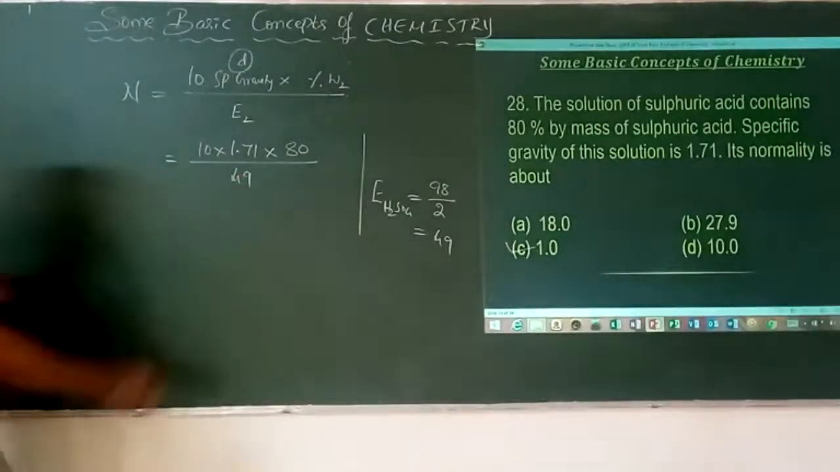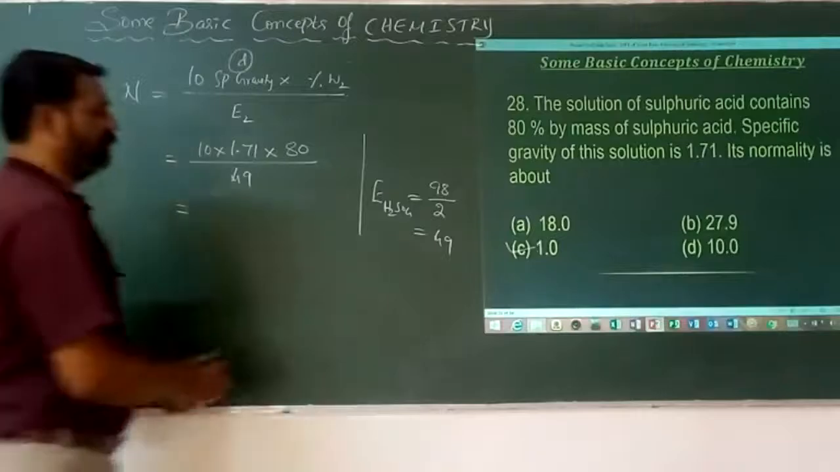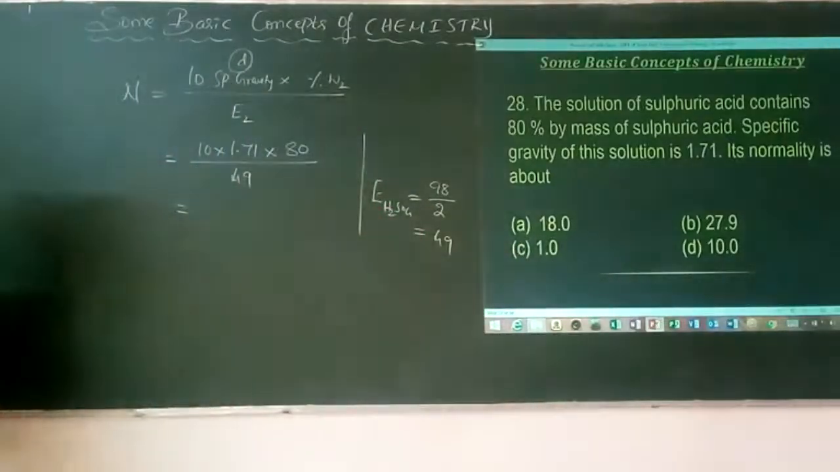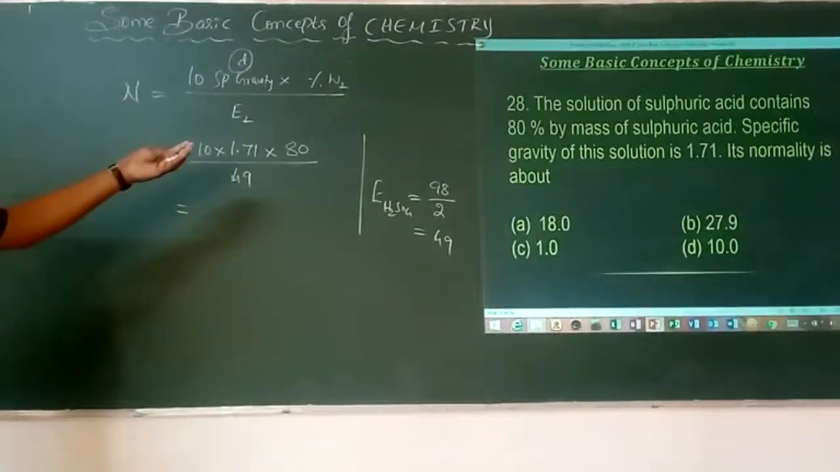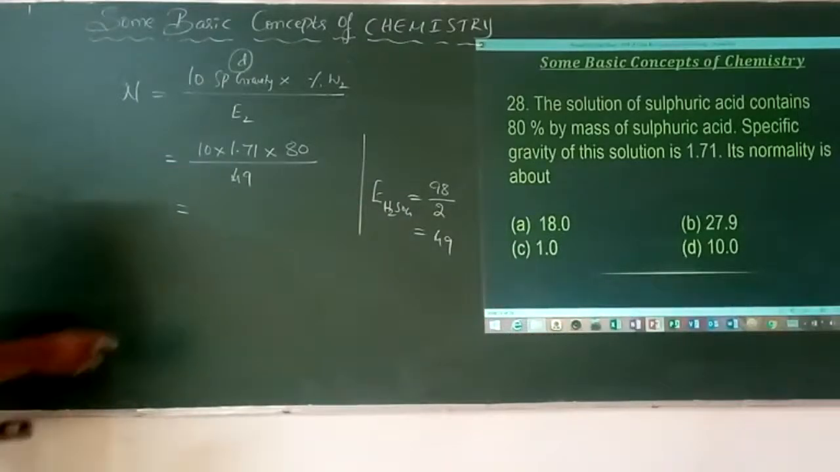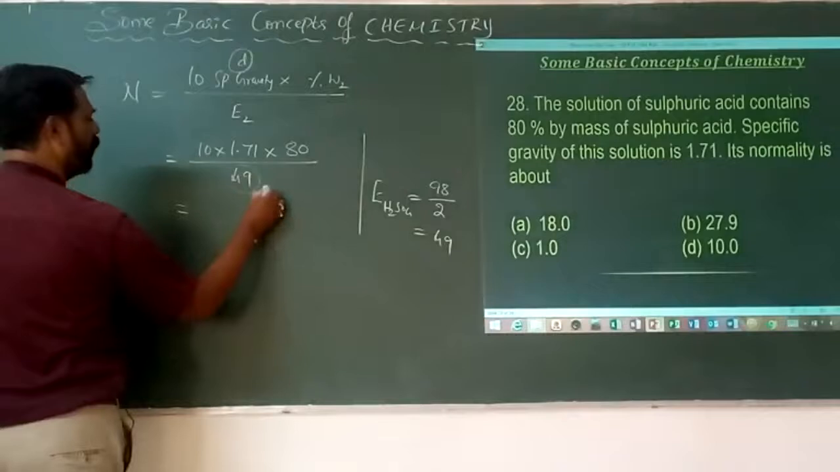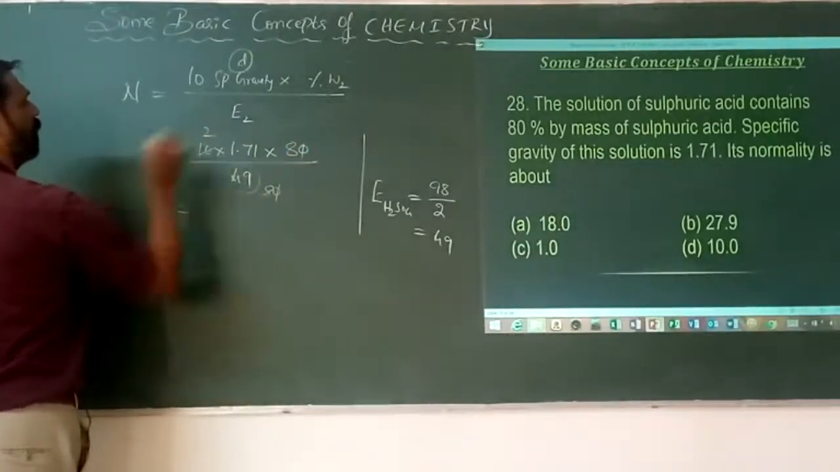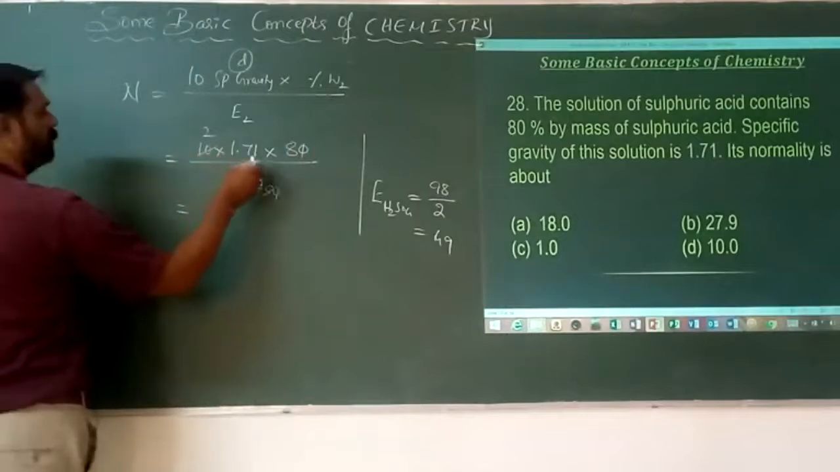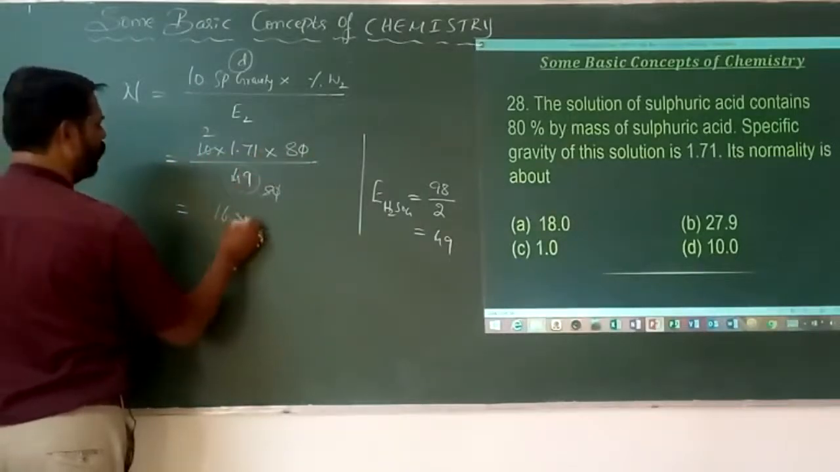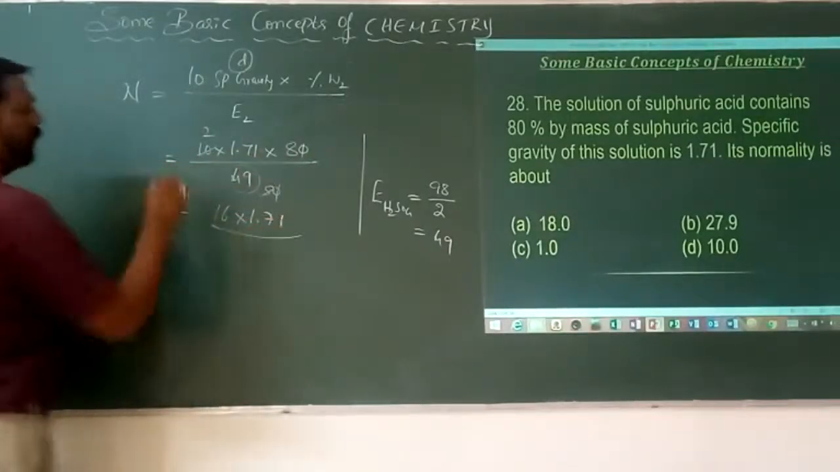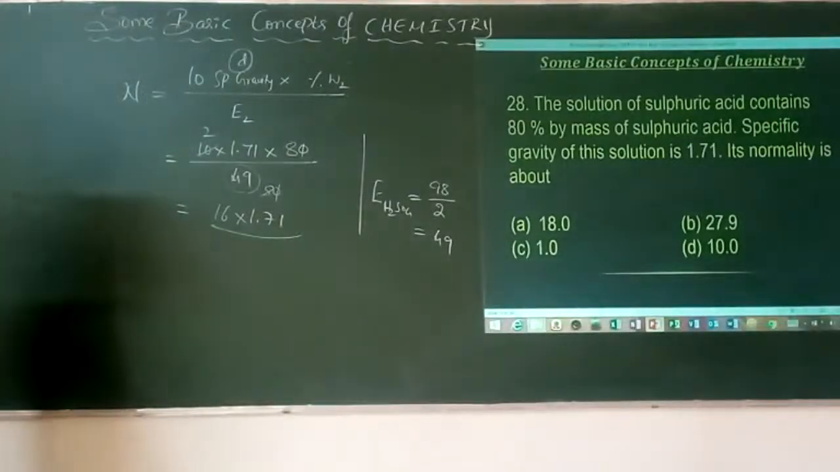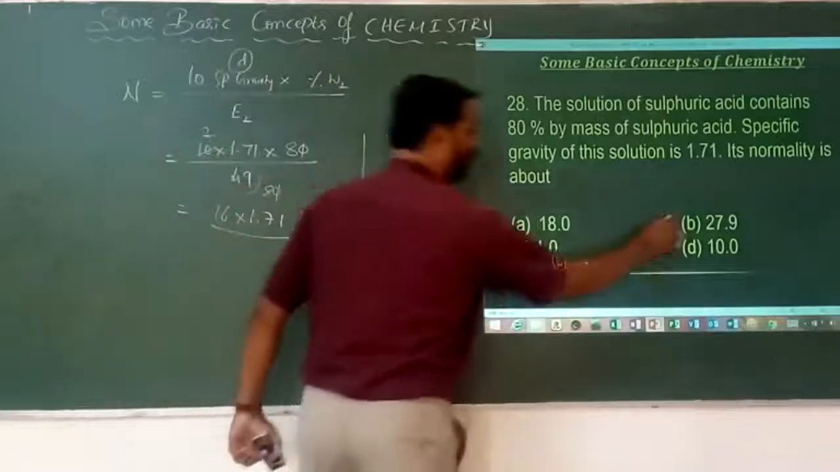Simplify for getting the normality. Assume that 49 is nearly 50. The zeros I can cancel. So here it is 16 into 1.7. Nearly, 16 into 1.5 is 24, so it is going to be nearly 27.